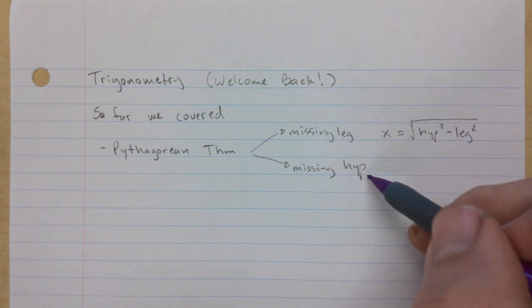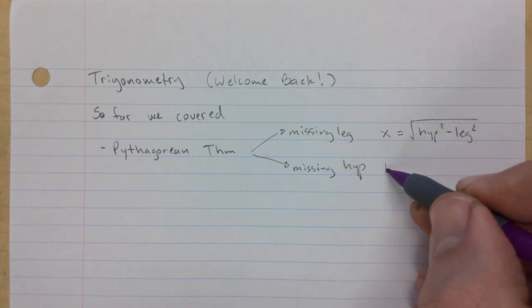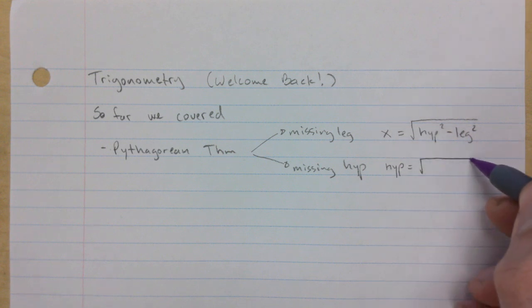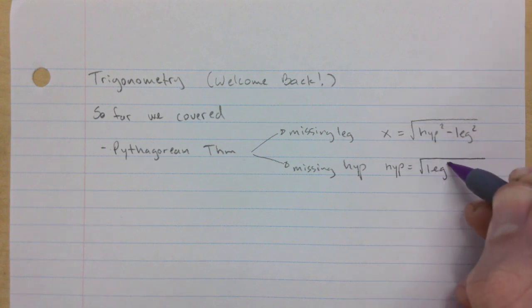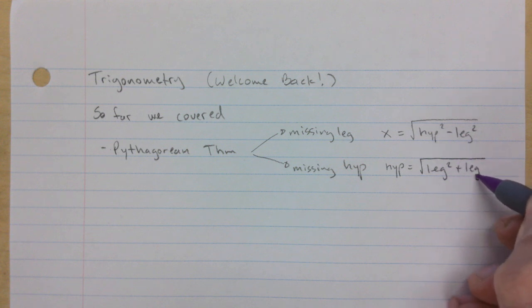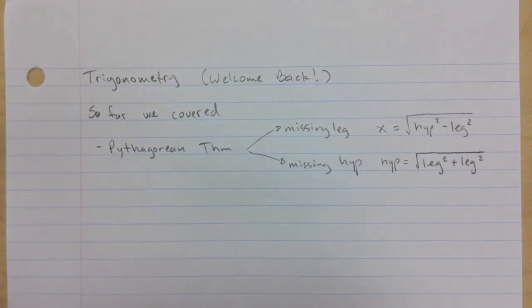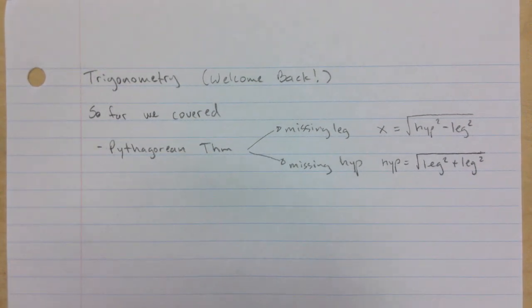if you're missing the hypotenuse, let's call the hypotenuse what it is. The hypotenuse would be the square root of leg squared plus leg squared. Right, the other two sides are called legs. We square them and add them up, and then obviously always take the square root of it. So you square everything and you square root your final answer. Okay, and there you have that.